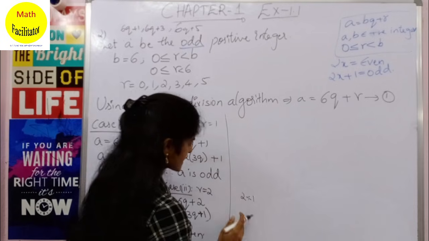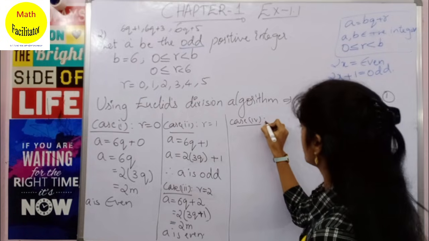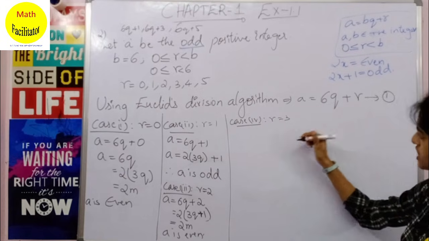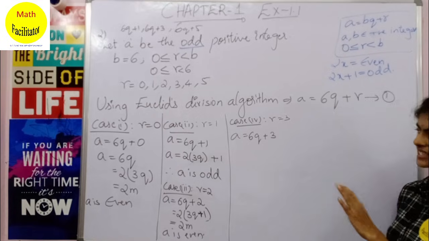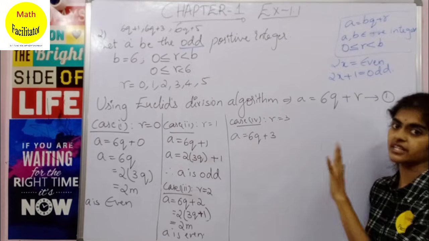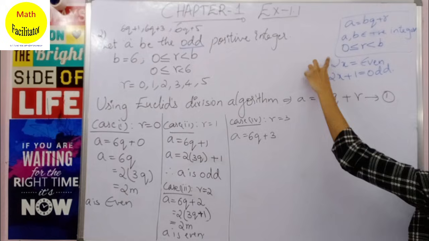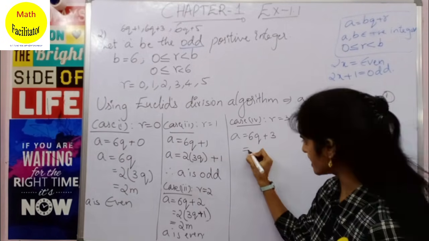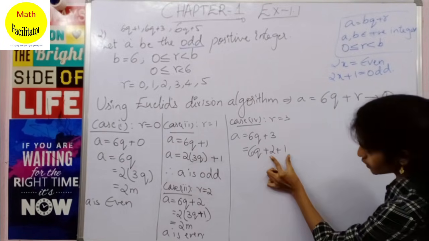Let us move on to the next case, case 4. r equal to 3. You have finished 2, so now you will take r equal to 3. So this equation becomes a is equal to 6q plus 3. Now the biggest mistake every student makes is, here you will see 3 twos are 6, so you take 3 common from these two, but no. Our aim is to find whether it is odd or even. So to find odd or even, always take multiples of 2, not multiples of 3. So for that I will split this 3 as 2 plus 1.